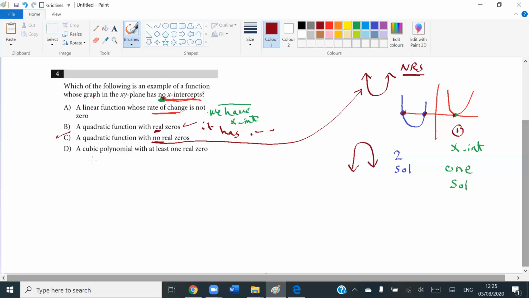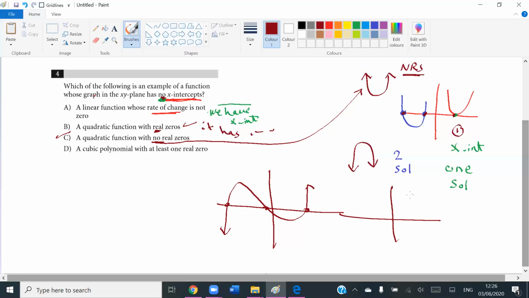Of course, the last option is also incorrect because if I need to graph a cubic polynomial, the cubic polynomial may be like this. Look at this one. How many intersections? 1, 2, 3. Or maybe the cubic will be like this. So at least we have one solution. Maybe we have one real solution, or maybe we have 3 real solutions.